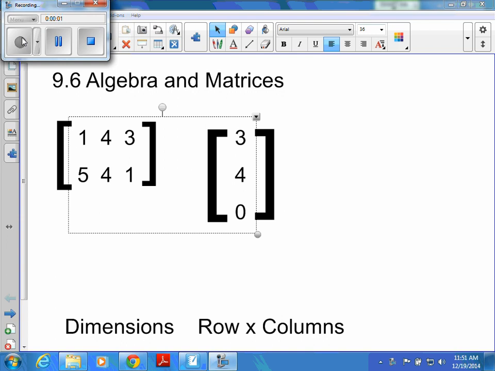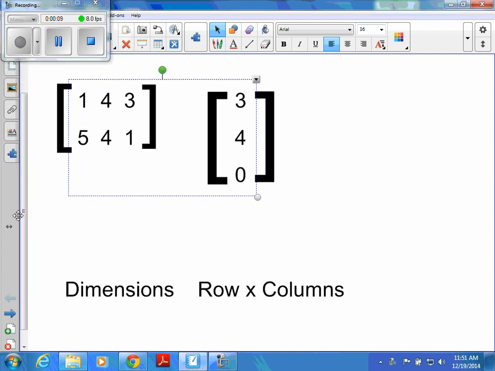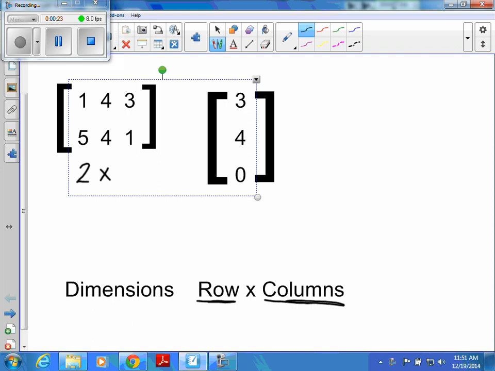9.6, we're going to go over matrices. How do you figure out the dimension of a matrix? You always go rows by columns. Rows go horizontally, columns go up and down. So if I wanted to name the dimension of the first matrix, it's 2 rows by 3 columns. It's a 2 by 3.